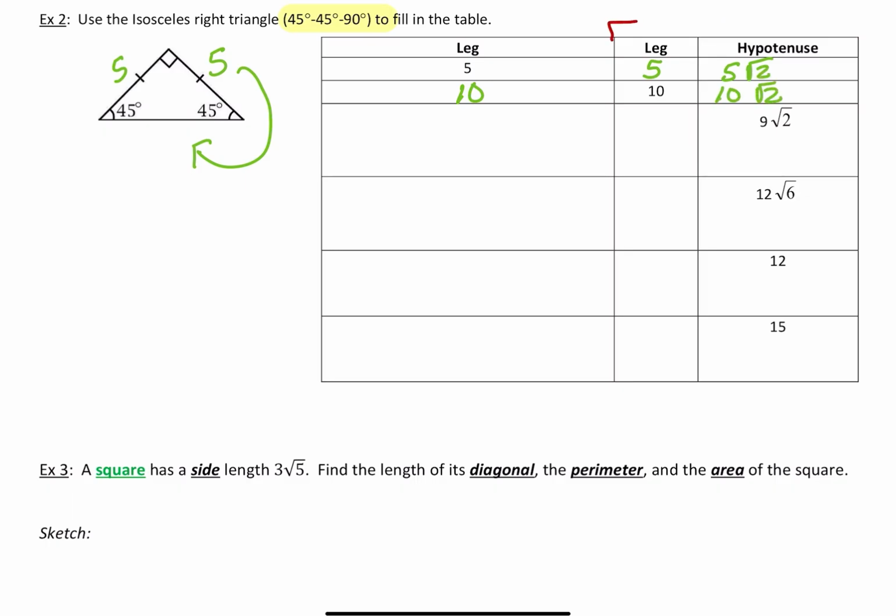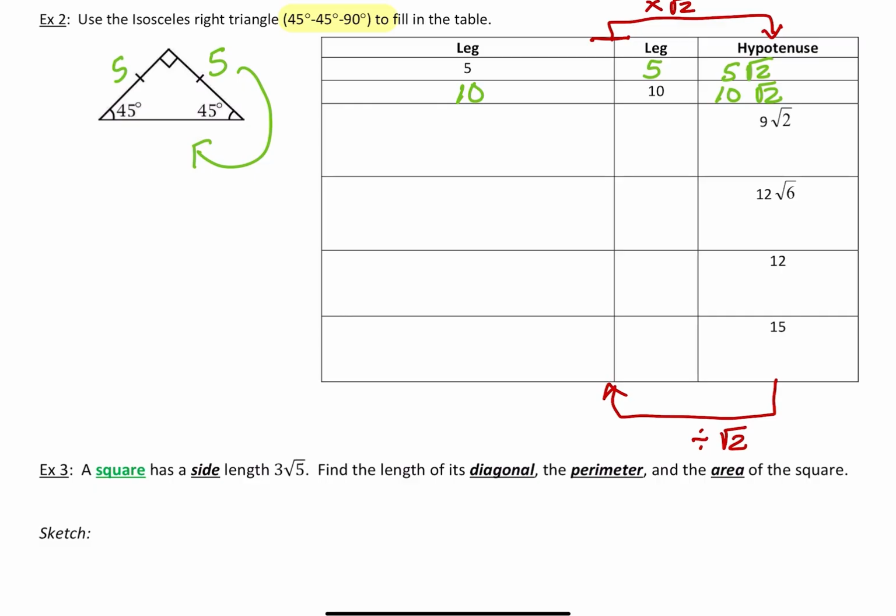All right, so what I'm going to do over here is just write that little rule down. From leg to getting the hypotenuse, you will multiply by the square root of 2. And then for all these, we're going to reverse it. Now we are going to be given the hypotenuse and we want to know what the legs are. And when you reverse it, you're getting smaller. So you're going to divide by the square root of 2. All right, so we'll just quickly do these.